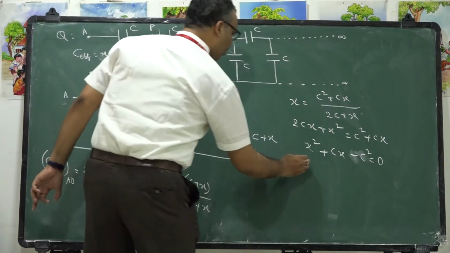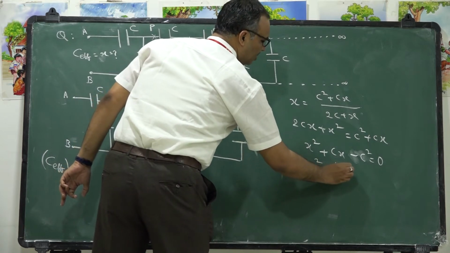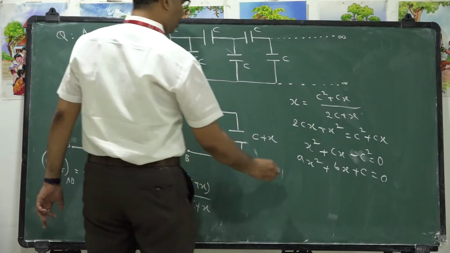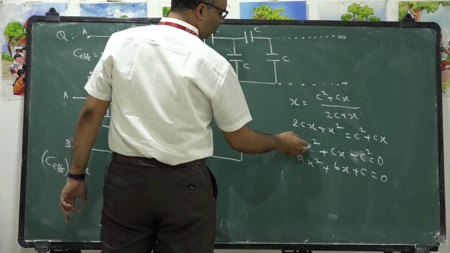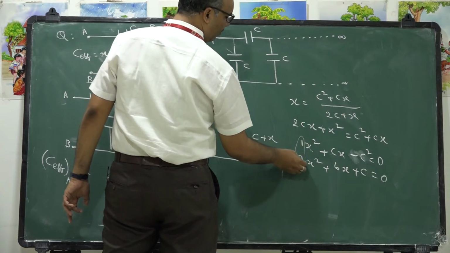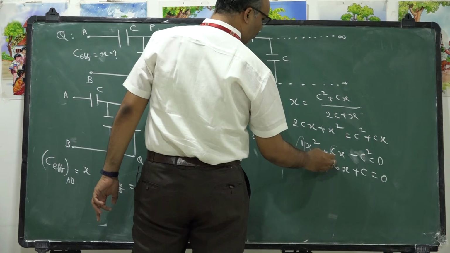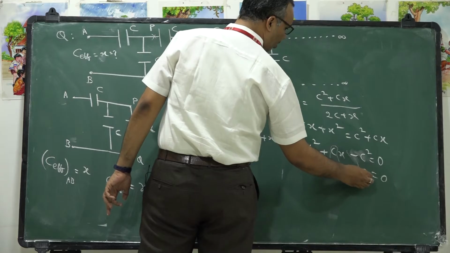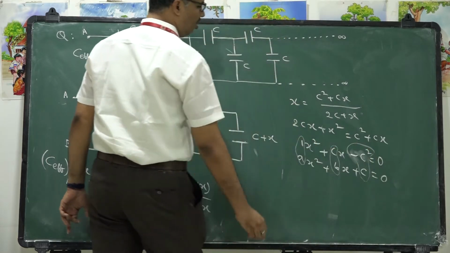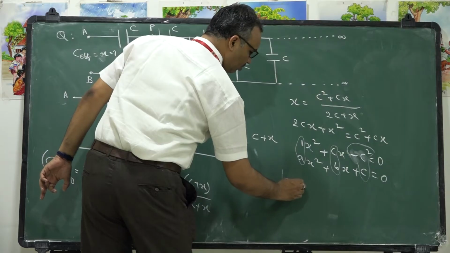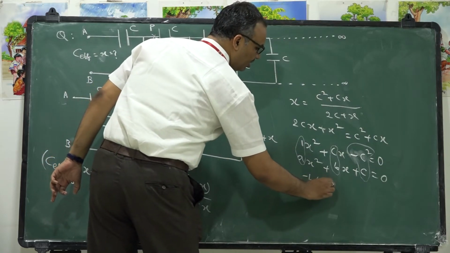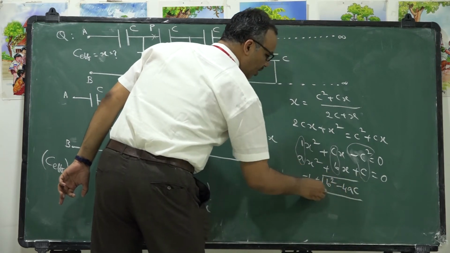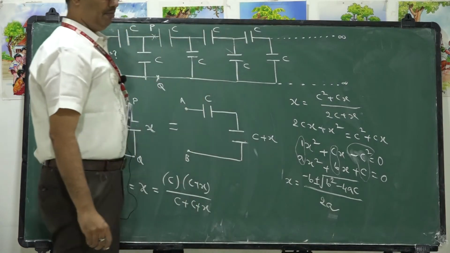It is in the form of Ax square plus Bx plus C is equal to 0. A quadratic equation. Here A is nothing but 1. Here 1x square is there. You can compare A value with 1. You can compare B value with C. You can compare C value with minus C square. What are the roots of this equation? X is equal to minus B plus or minus root of B square minus 4AC by 2A.